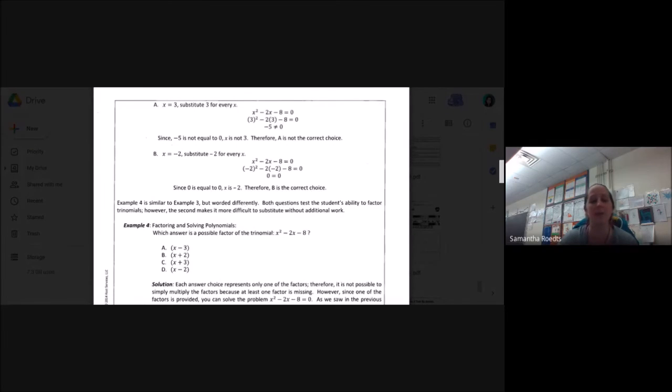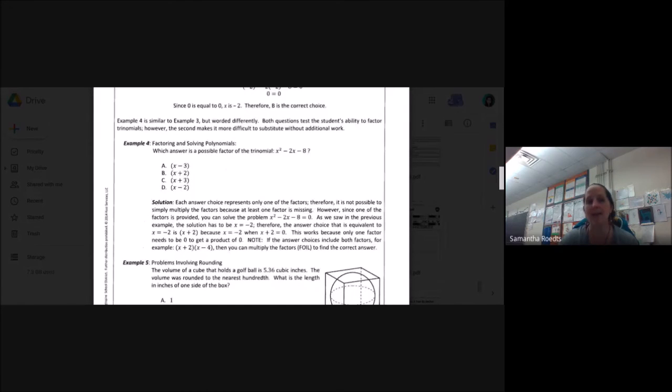Example 4 is similar to example 3, but worded differently. Both questions test the student's ability to factor trinomials. However, the second makes it more difficult to substitute without additional work. Example 4, factoring and solving polynomials. Which answer is a possible factor of the trinomial x squared minus 2x minus 8? Each answer choice represents only one of the factors. Therefore, it's not possible to simply multiply the factors because at least one factor is missing.